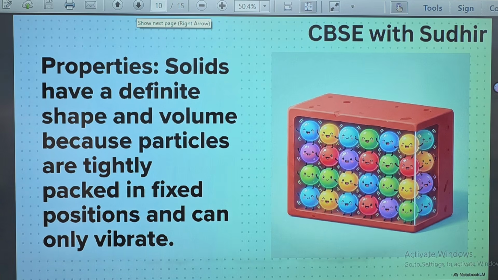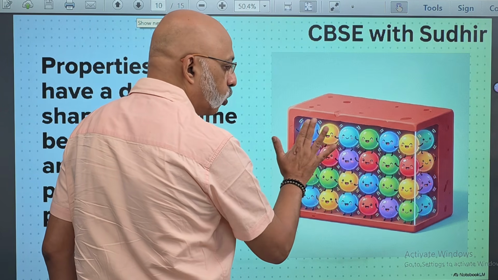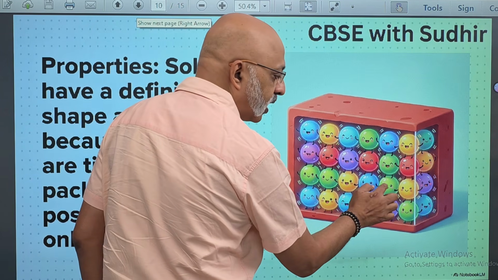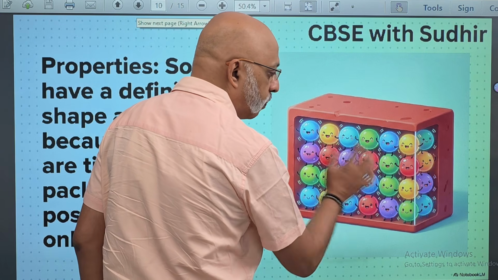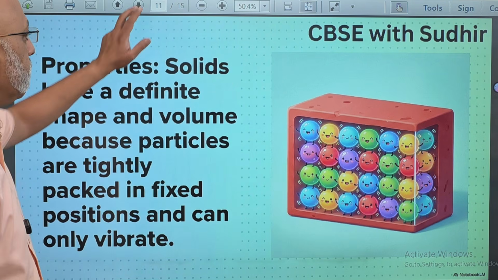Solids have a definite shape and volume because particles are tightly packed in fixed positions and can only vibrate from there. From this position, this blue particle can only vibrate. This blue particle cannot come to the place of the green or the yellow particle. It will stay here, which is what is giving it a definite shape.